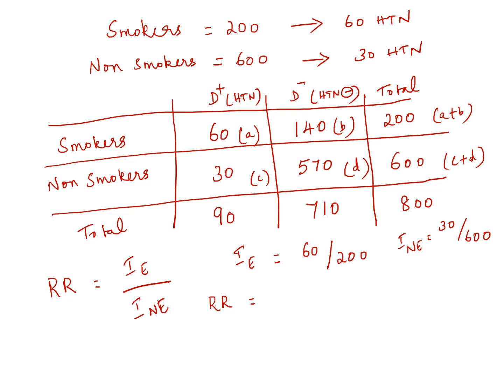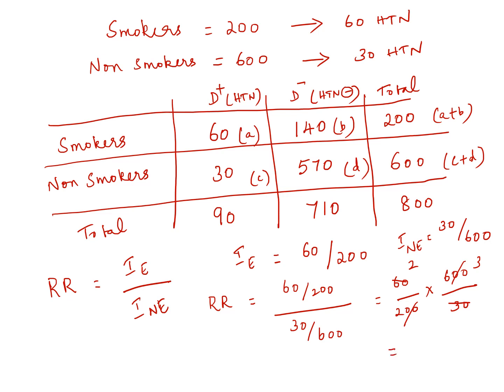Now what is the relative risk? Ratio between incidence among exposed and non-exposed. So I am just substituting in the formula 60 divided by 200, divided by 30 divided by 600, which is nothing but 60 by 200 into 600 divided by 30. So this is nothing but 6. So relative risk or the risk ratio is nothing but 6. So it is more than 1.